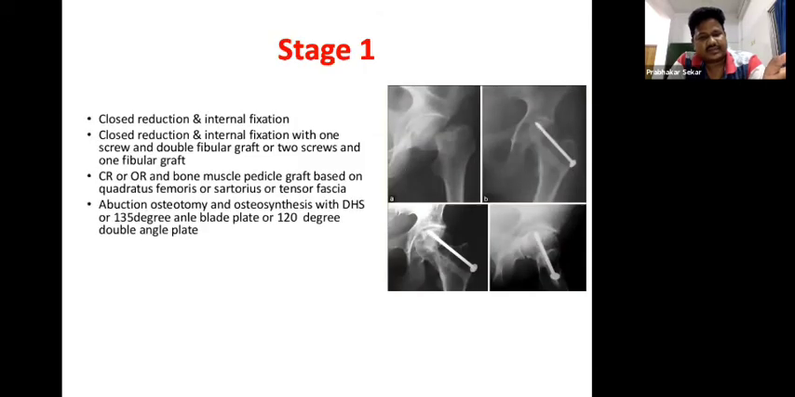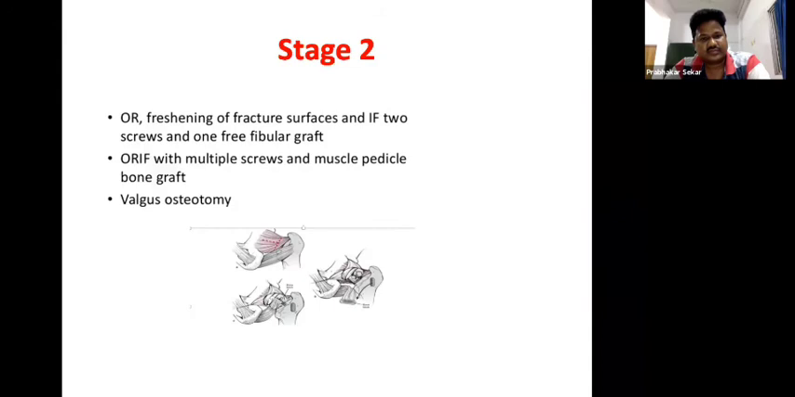whether it shows signs of avian: stage 1 and 2, no avian; stage 3, definite avian. So stage 1 and stage 2 have the same treatment. You can try closed reduction, internal fixation with 1 screw or double fibula graft, or 2 screws with single fibula graft. Or you can try quadratus femoris, that's a muscle pedicle graft. If there is a limb length discrepancy, you have to combine with abduction osteotomy. Stage 2 follows the same.